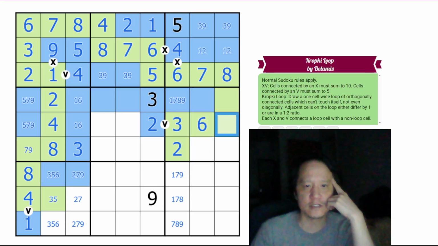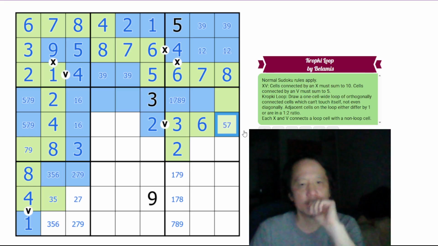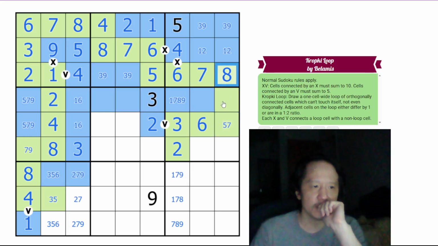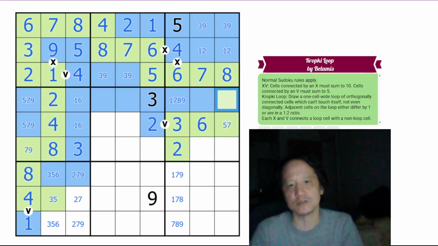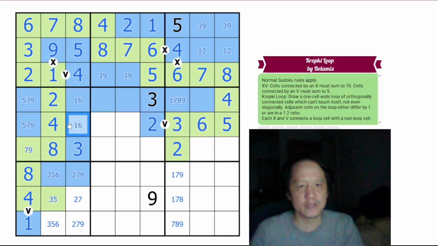This is 6. It's consecutive with 5 or 7. 8 can be consecutive with 7 or 9, but that's not consecutive with 5 or 7, so it must be in a 1 to 2 ratio, and therefore this is 4, which makes this 5. This 6 eliminates 6 here, so it's 1 and 6. This 5 eliminates 5 here. Where's the 5 in column 1? It must be here. So this is 5.